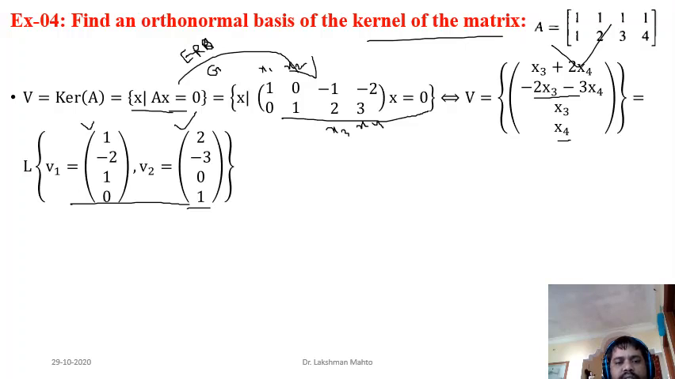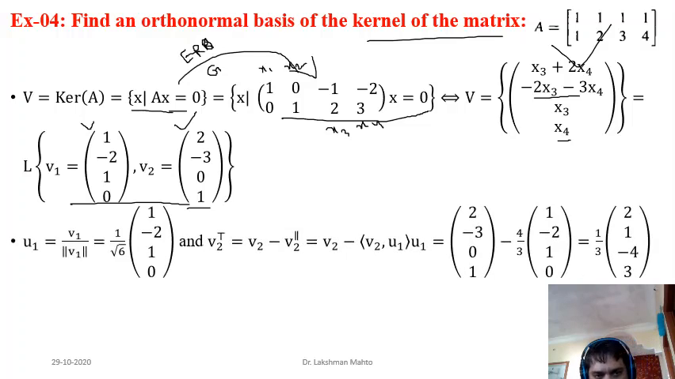Easily you can see that these basis elements are not orthogonal to each other, so they are not orthonormal. So we have to construct an orthonormal basis. How can we construct it? The construction process is the same. First we normalize V1 to get U1. Then we have to find V2 perp. It would be V2 minus V2 parallel, and simplify it to get V2 perp. So this is your V2 perp.